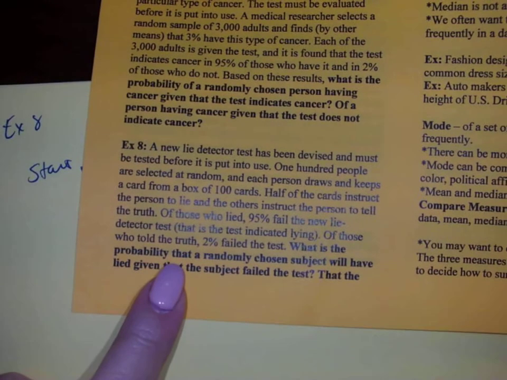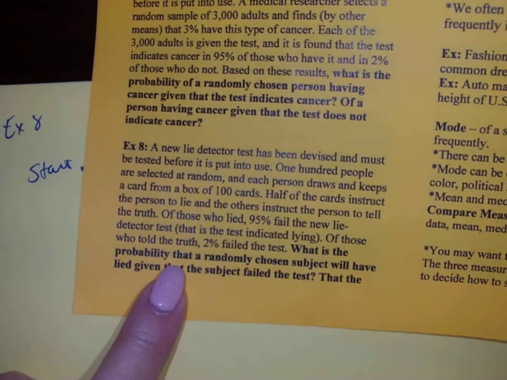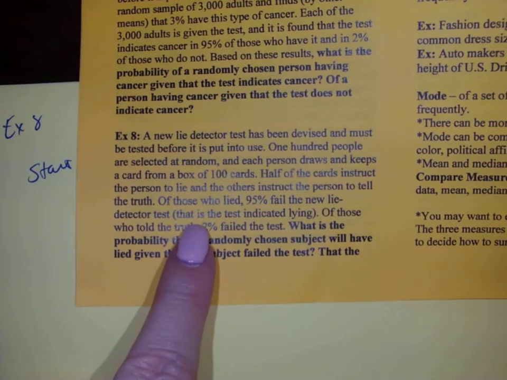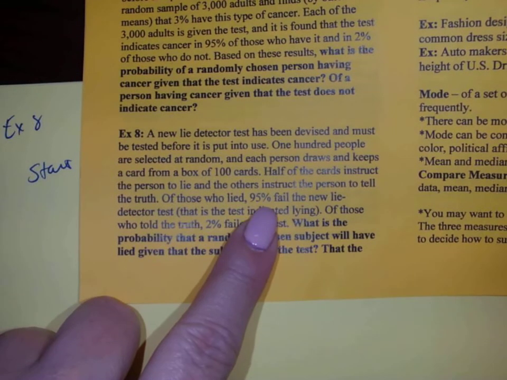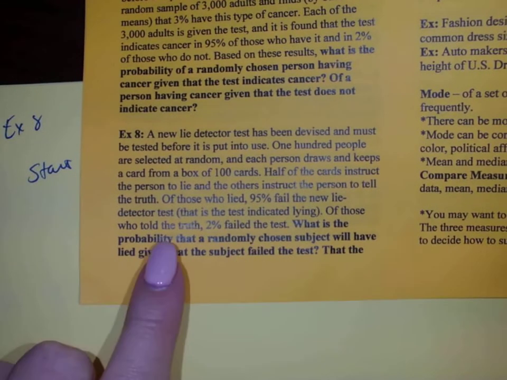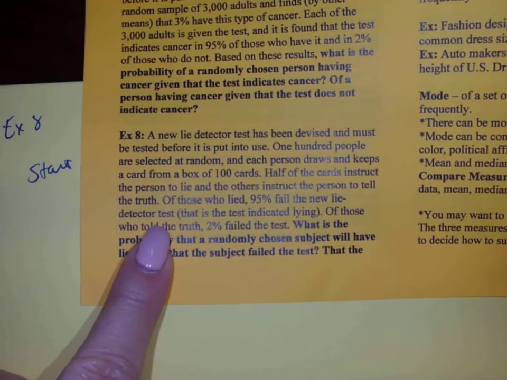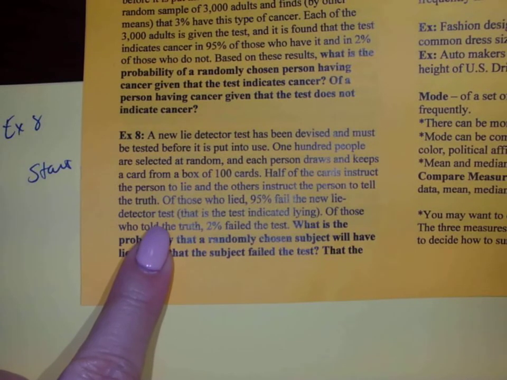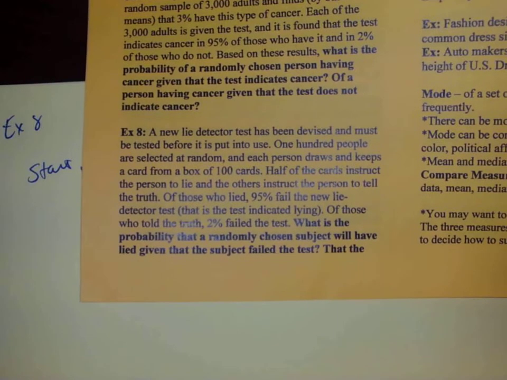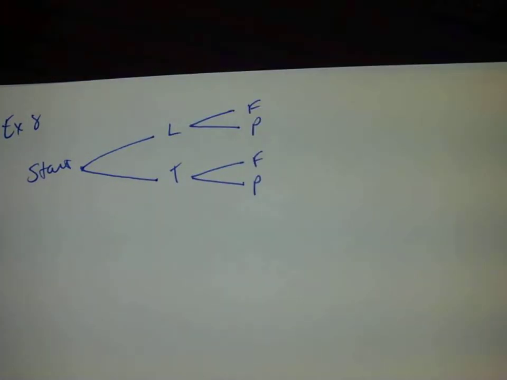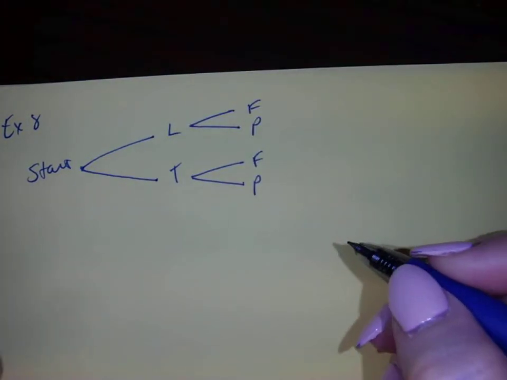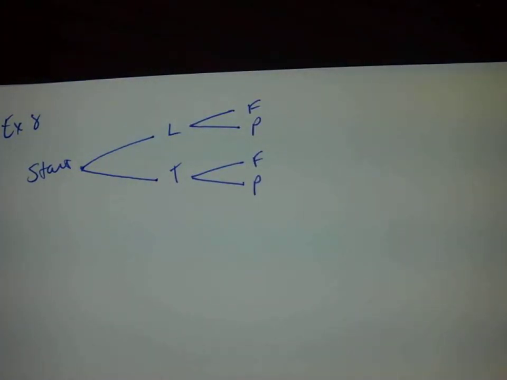So again, it says, of those who lied, 95% failed the new lie detector test, and 2% failed the test. So there's a 50% chance that you are lying or that you're telling the truth.